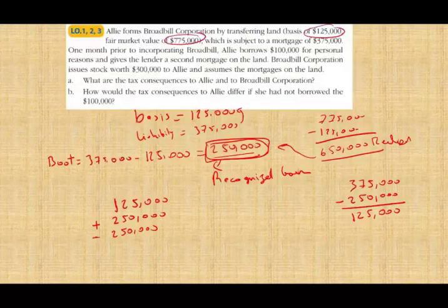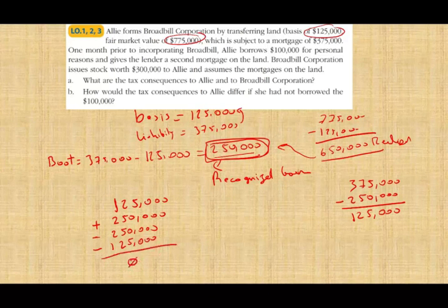So only the amount in excess of the basis is a boot. Therefore, we have to reduce by 125 as well, by the amount of the liability that's not considered a boot. Therefore, the basis of the shareholder is 0.